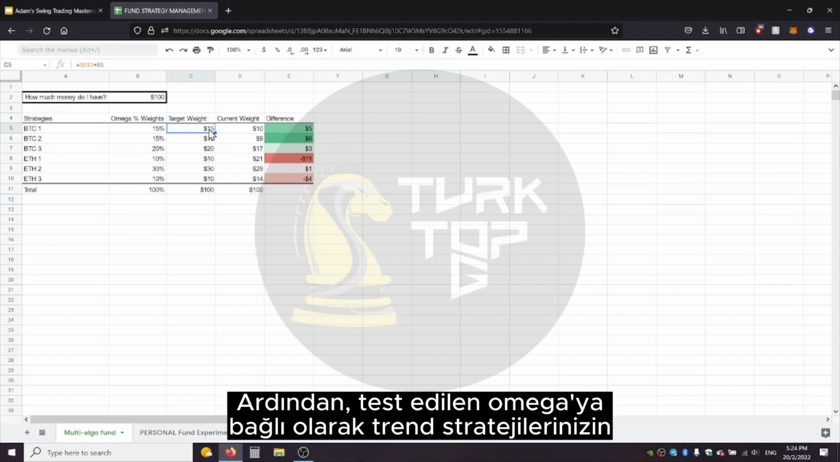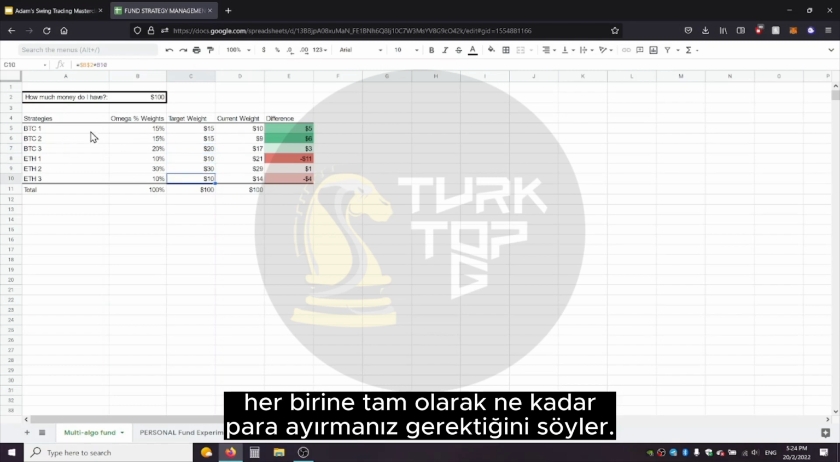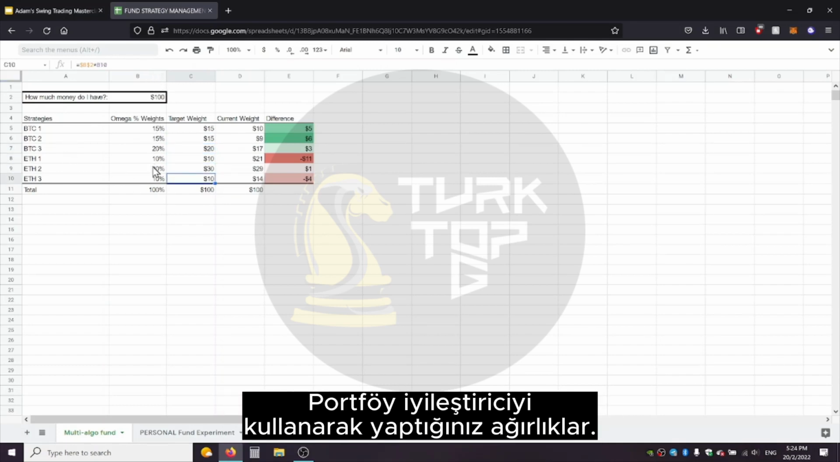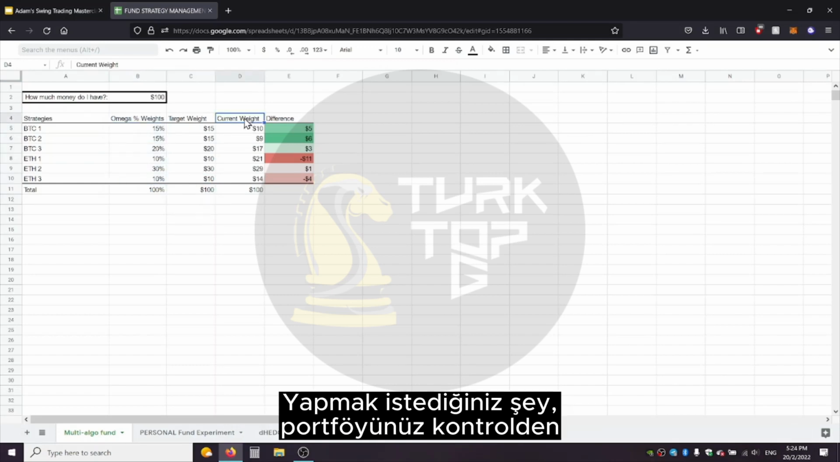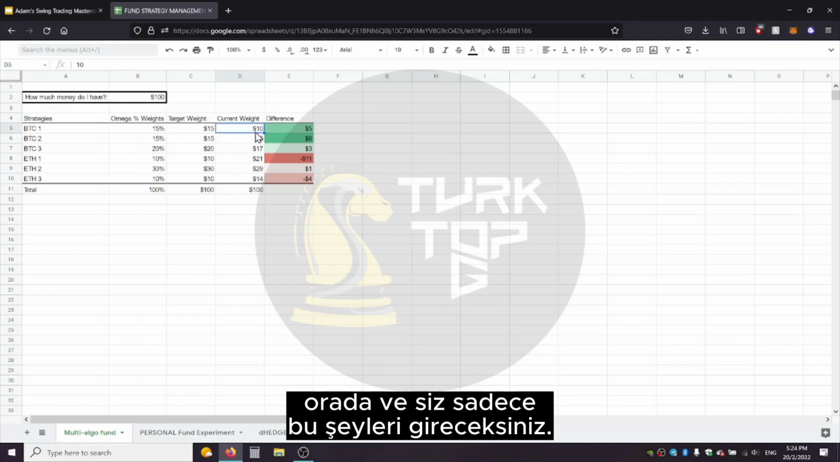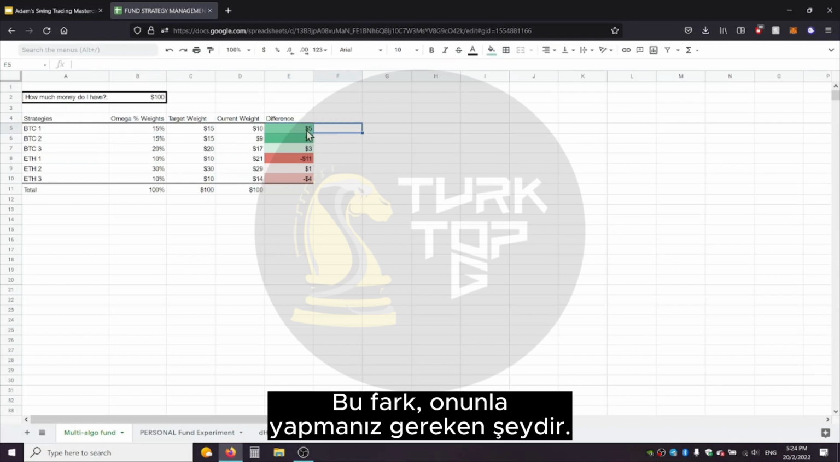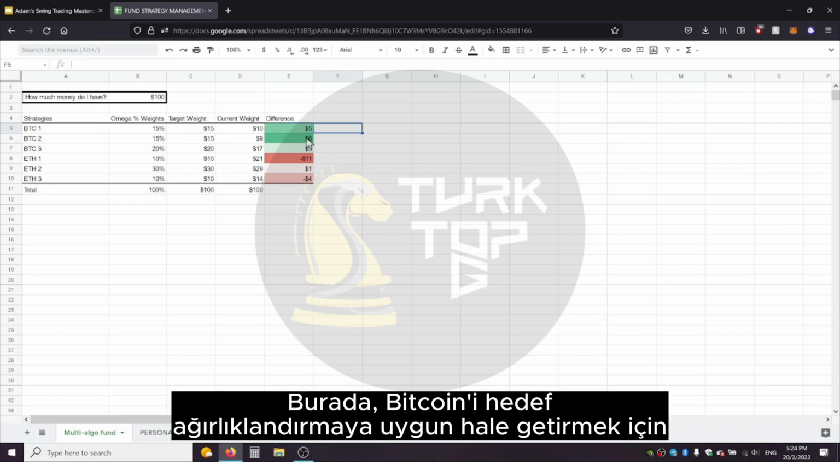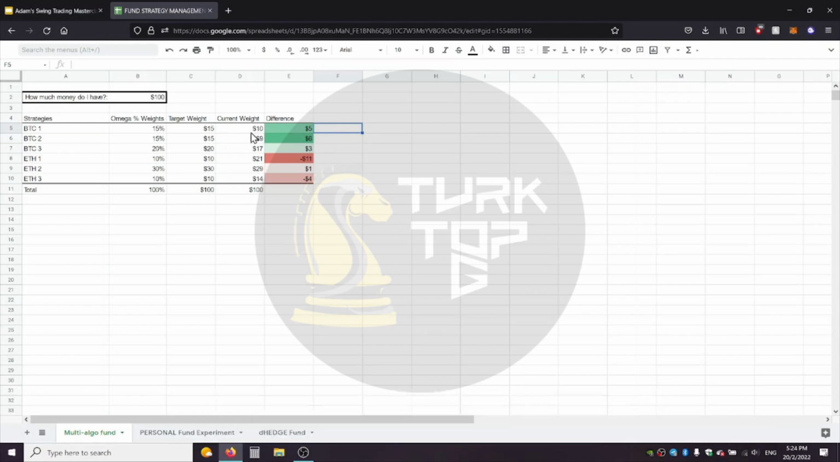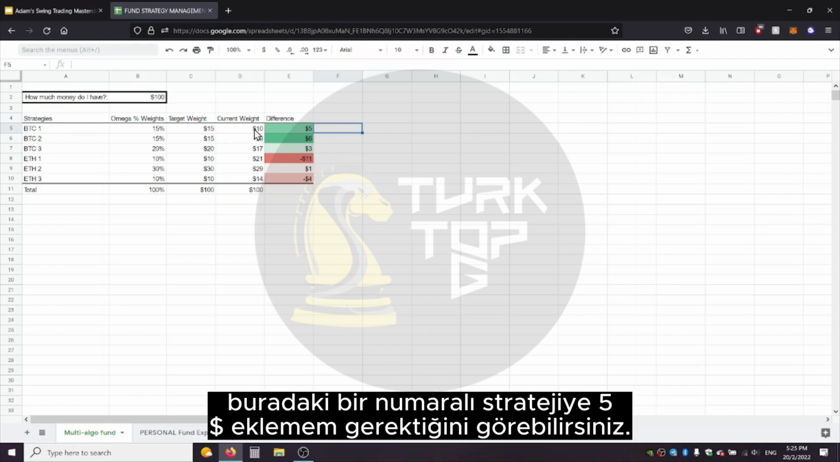That tells you exactly how much money you should be allocating to each of your trend strategies, depending on the tested omega weights that you did using the portfolio optimizer. If your portfolio gets out of whack, you'll have the current weighting in there, and you just input those, and then you can have the difference column over here, which is the target weight minus the current weight. This difference is what you should be doing with it. You can see here that I need to add $5 to the Bitcoin number 1 strategy to bring it in line with the target weighting.